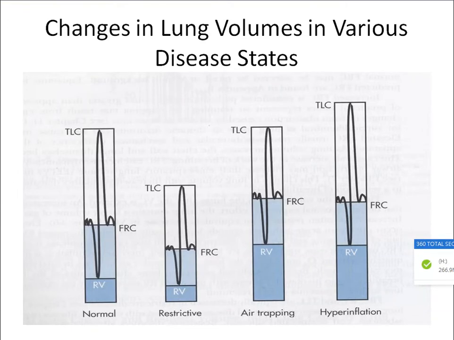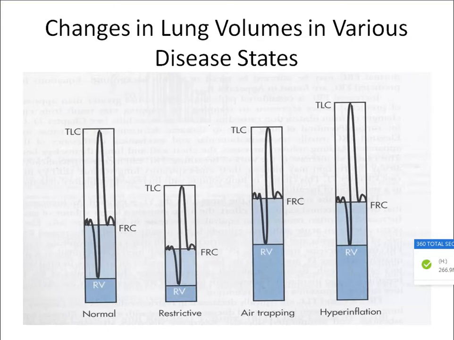If there are changes in the lung volumes in various disease states, you see in the first diagram, normal. Normally, total lung capacity will be like 6 to 8 liters. Functional residual capacity is normal in a normal person, whereas in a restrictive lung disease patient, the residual volume is decreased. Thereby, total lung capacity is also decreased in restrictive lung diseases. Examples of restrictive lung disease: ARDS patient, pulmonary fibrosis patient.